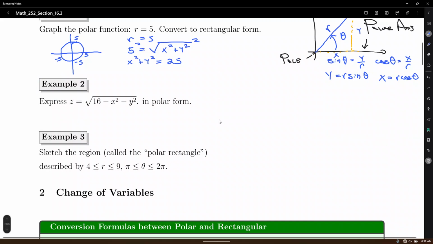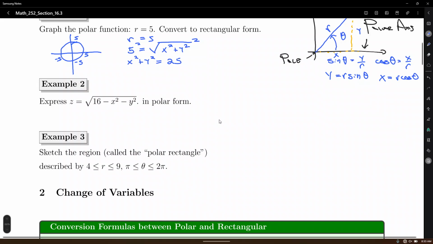Now let's do the reverse. We're given an equation in rectangular. Our job here is to write it in polar because that's what we're going to be doing. Just to give you a heads up, we will run into integration problems that are going to be pretty much impossible to do. However, polar coordinates are going to be our hero here.